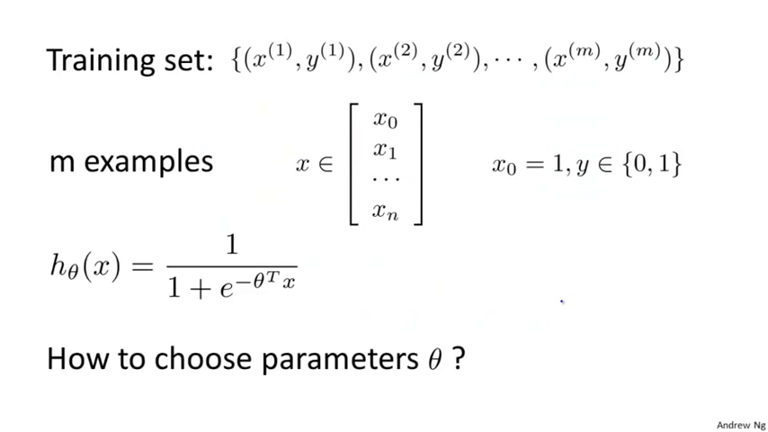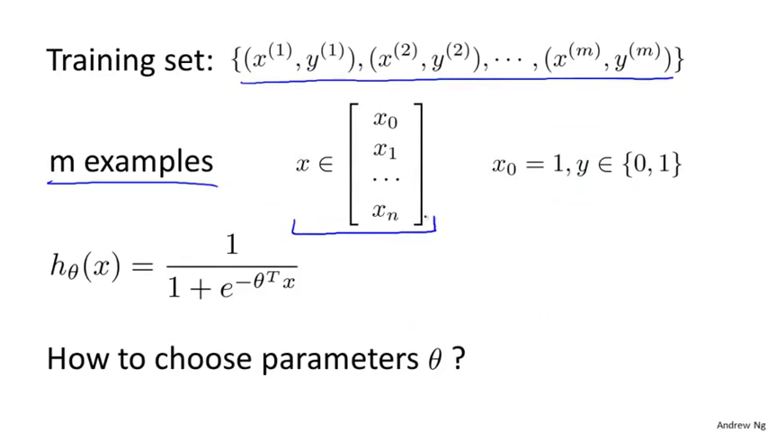Here's the supervised learning problem of fitting a logistic regression model. We have a training set of m training examples, and as usual, each of our examples is represented via a feature vector that's n plus 1 dimensional. And as usual, we have x0 equals 1, so the zeroth feature is always equal to 1. Because this is a classification problem, our training set has the property that every label y is either 0 or 1. This is our hypothesis, and the parameters of the hypothesis are this theta over here.